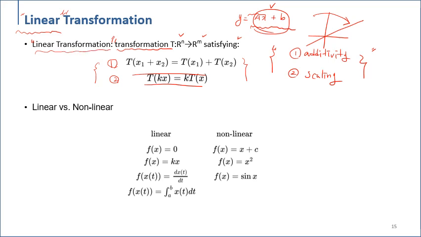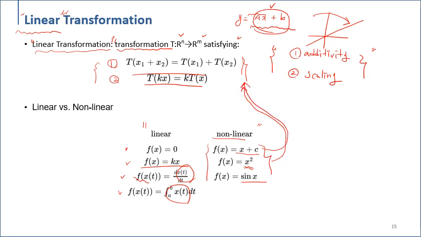So let's take some examples of linear and nonlinear transformations. Of course, the constant function f(x) equals kx should be linear, while x squared is nonlinear, because this function does not satisfy the following two conditions. And similarly, functions that use derivative or integral are also linear functions, and sine x or x plus c does not satisfy the following conditions, so we call these functions nonlinear transformations.